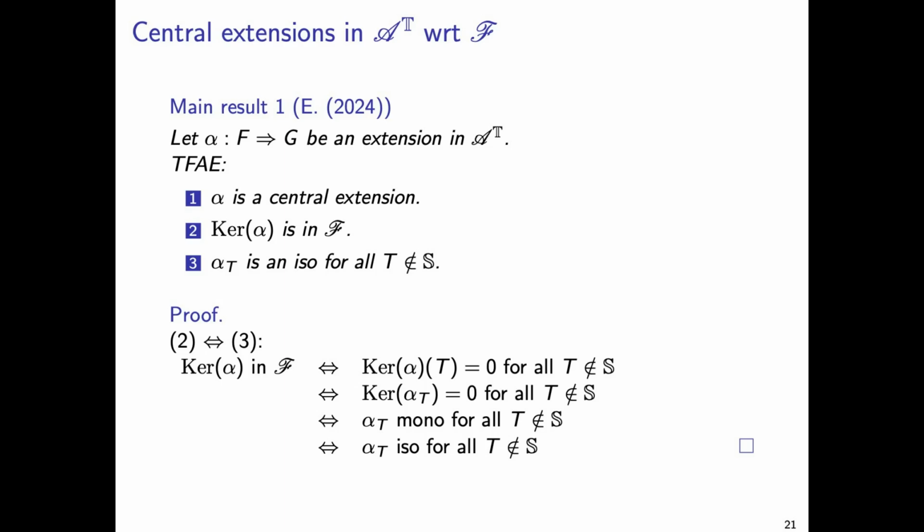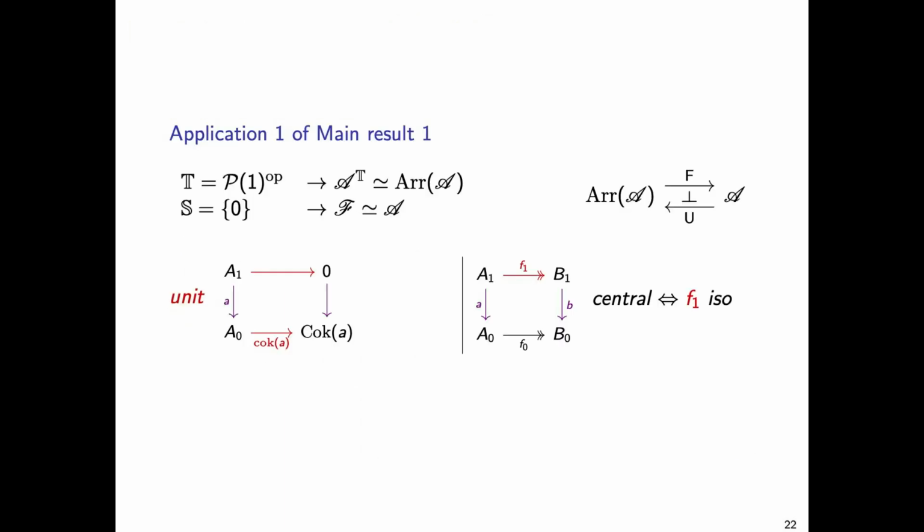This means that the kernel of the morphism alpha T is 0 for all T not in S, but because A was quasi-abelian, this means that alpha T is a mono, and also alpha T is by assumption a regular epi, so alpha T must be an iso. Okay, let me apply this result to two situations.